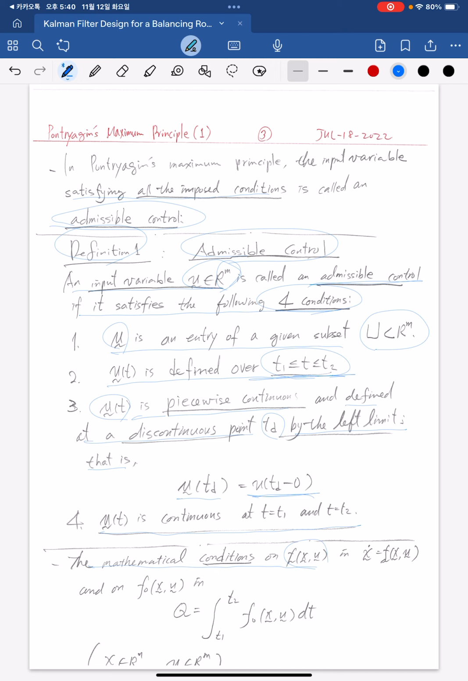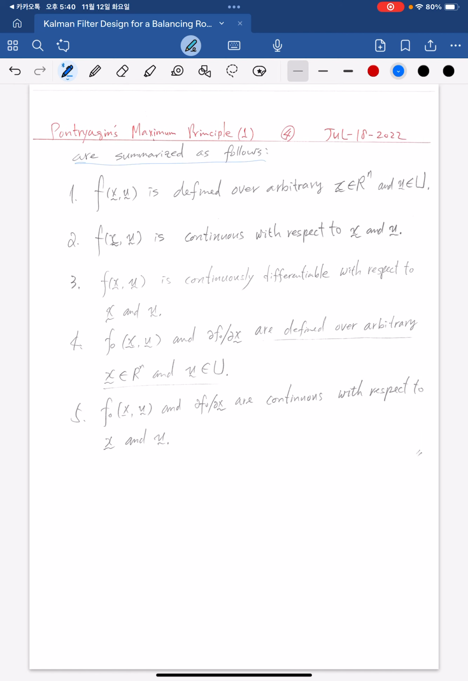Mathematical conditions on f(x, u) in x dot equals f(x, u) and on f0(x, u), 이거는 스칼라입니다, the cost integrand f0(x, u), where x is an n vector and u is an m vector, are summarized as follows. f(x, u) is defined over arbitrary x in n vector or u in large U set. f(x, u) is continuous with respect to x and u. f(x, u) is continuously differentiable with respect to x and u. f0(x, u) and round f0 round x are defined over the arbitrary x in R^n and u. f0(x, u) and round f0 round x are continuous with respect to x and u.